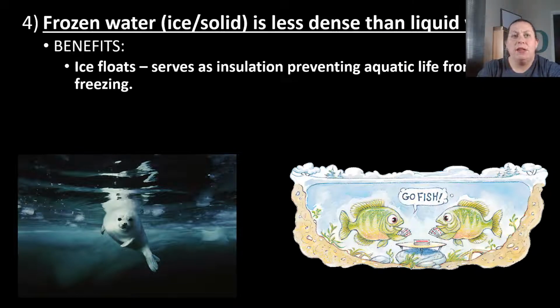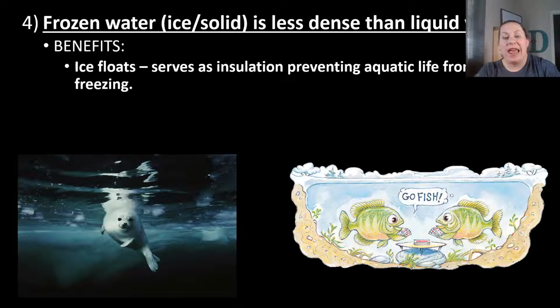The last thing we want to look at that is the property of water is that frozen water, when water does finally freeze and it turns solid into ice, it is actually less dense than liquid water. This means that ice floats. Now, this is good because it serves as insulation, preventing aquatic life from freezing. Okay, if you'll notice that the top of the river or lake or whatever is frozen, but underneath the water is still liquid. It acts as an insulator.